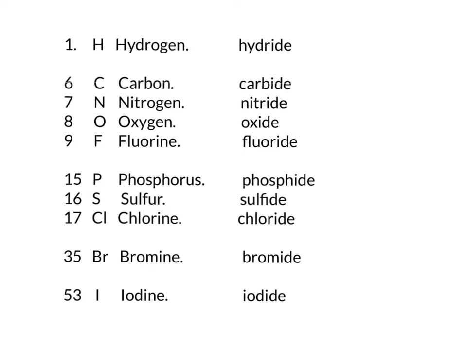This is a list of the nonmetals we'll be using for the covalent compounds. The first name is listed if it's the first element, is how you'll use it. But the second name is what you'll use if it is the second element listed in the formula. So our hydrogen becomes a hydride, carbon becomes carbide, nitrogen becomes nitride, oxygen becomes oxide, fluorine becomes fluoride, phosphorus becomes phosphide, sulfur becomes sulfide, chlorine becomes chloride, bromine becomes bromide, and iodine becomes iodide. There are others, but these are the ones that we'll be using in this course.